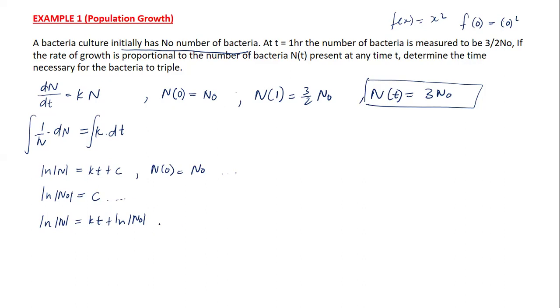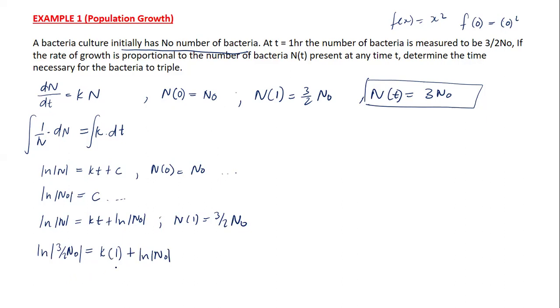Now this is what we're going to do. We're going to use the second condition, which says n at 1 hour will be 3 over 2 n naught. So here, we're going to substitute 3 over 2 n naught. So we're going to have ln of 3 over 2 n naught is equal to k. Remember, at 1 hour, we substitute 1 over there. Plus, we're going to write everything as it is, ln n naught.